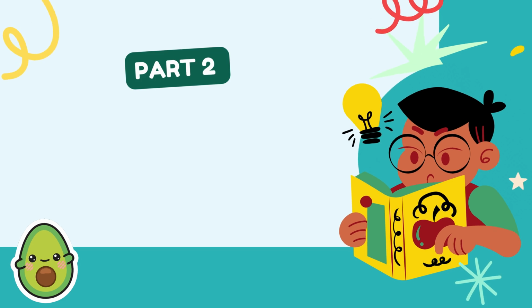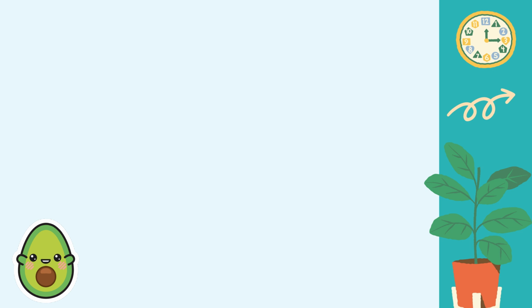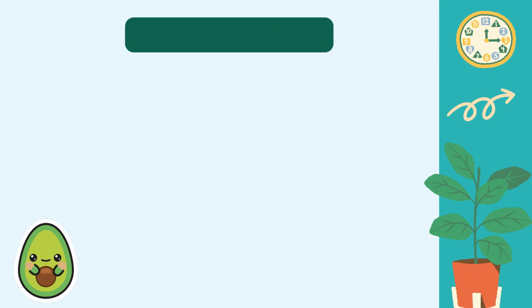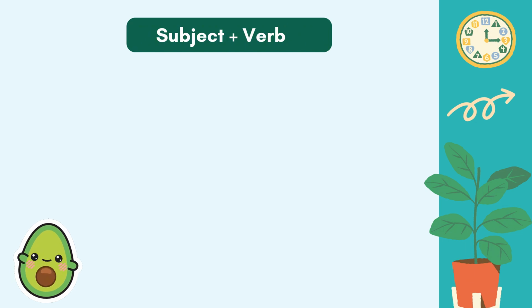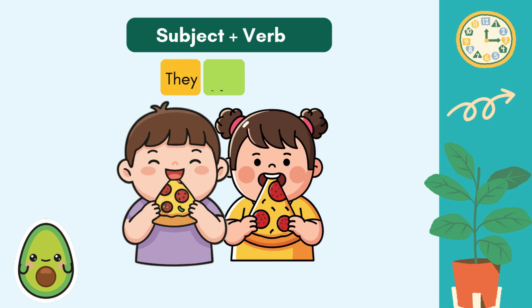Part 2. How to make positive sentences. To make a positive sentence, start with the subject and then add the base form of the verb. For I, you, we, they, just use the base form of the verb. Examples: I play soccer. They like pizza.